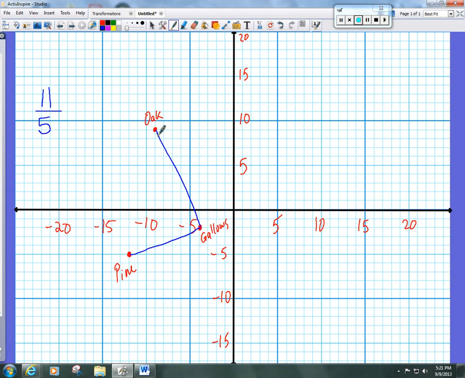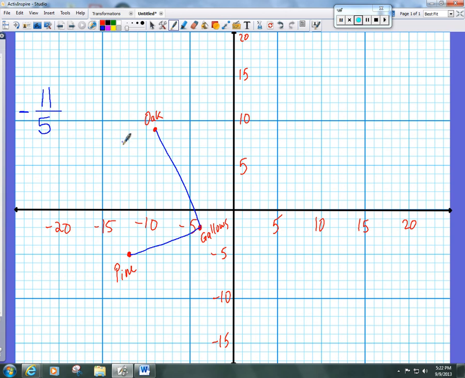So let's first look at the oak tree. I like to start with my most left point, and this is my most left point up here at the oak tree. Now, how do I get from the oak tree to the gallows? Am I going up or down? I am going in a negative direction from the oak tree to the gallows. So if I were to draw an arrow, it would be pointing down. So I know my slope is negative 11 over 5.